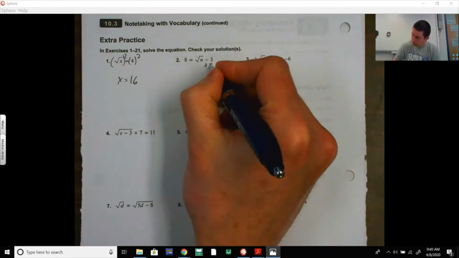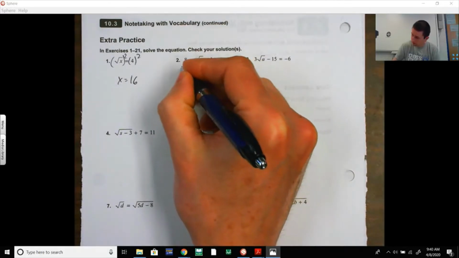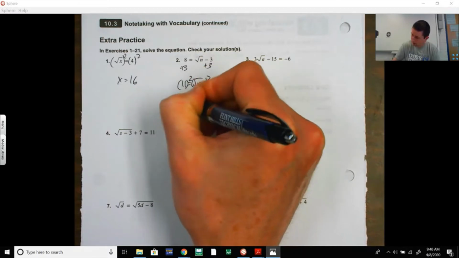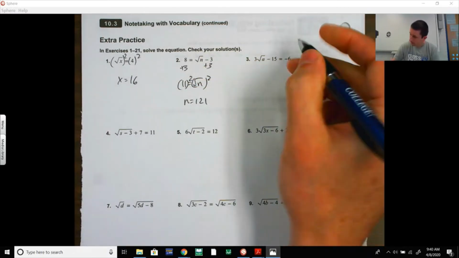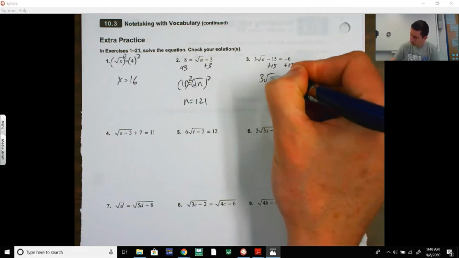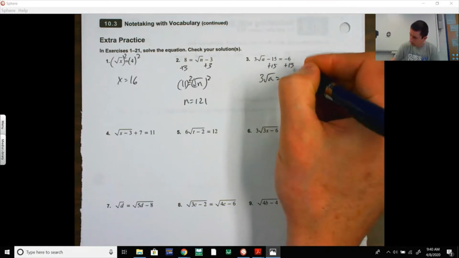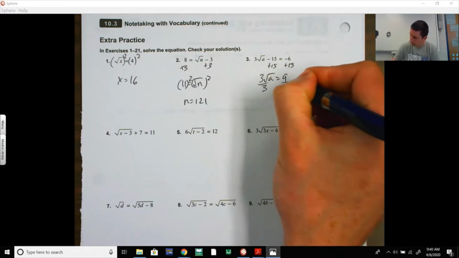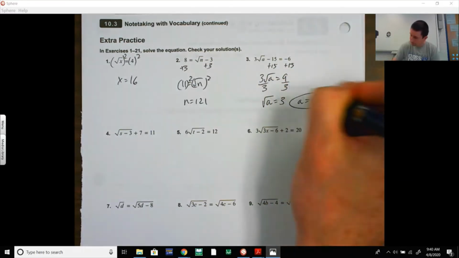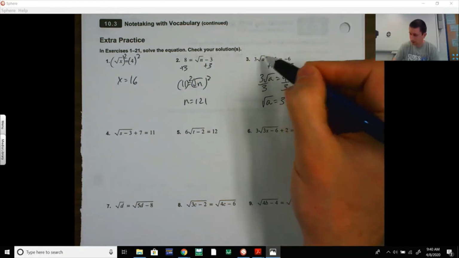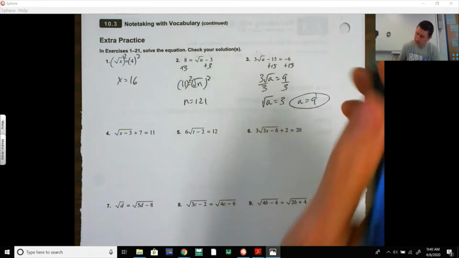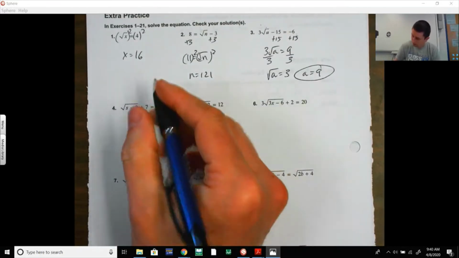Here, add the 3 over first, plus 3, so 11 equals square root n. Square both sides, n equals 121. Add the 15. 3 times the square root of a would equal 9. Divide by 3, square root of a equals 3, so a equals 9. Again, check. Square root of 9 is 3. 3 times 3 is 9. 9 minus 15 is negative 6.